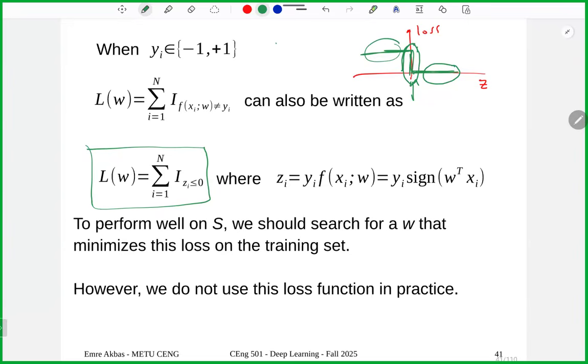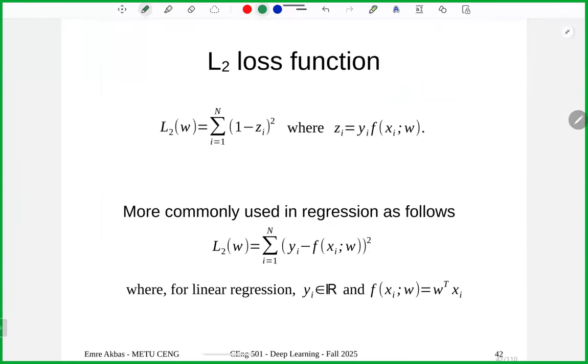Unless you want to do a random search, so any method other than gradient descent. So let's say you want to search for your parameters using random search, which is very inefficient. But if you want to do it, then you can, of course, use 0, 1 loss. It's a valid loss function.